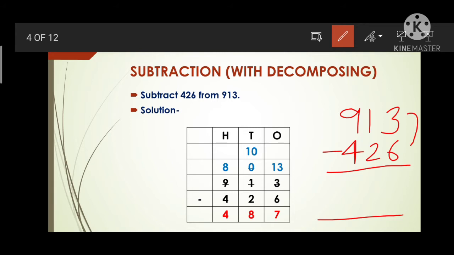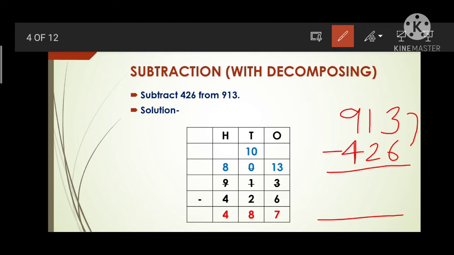Okay, the digits of the second line will be written below the digits of the first line only, not here and there. So from 3 we cannot subtract 6, clearly. If we suppose we are having 3 fingers, how will we subtract 6 from those 3 fingers? So it is not possible. So what we will do, we will take help of the number which is beside us. That is, this 3 will take help of 1.